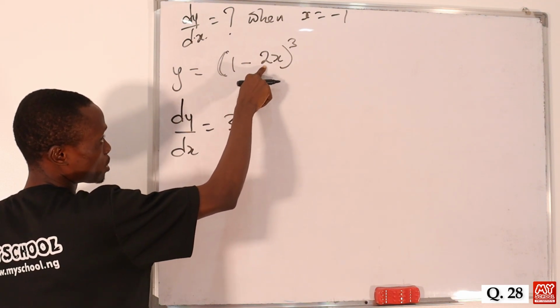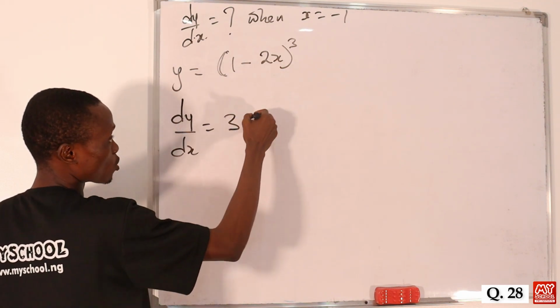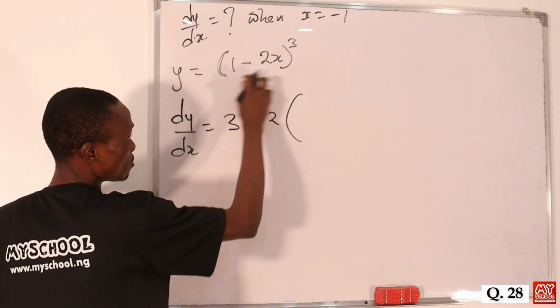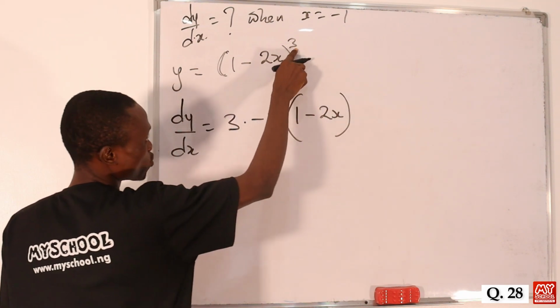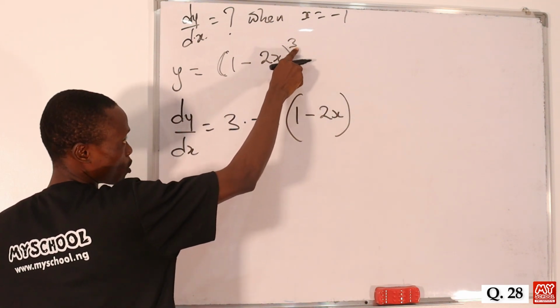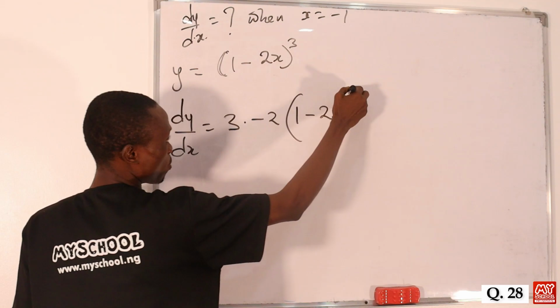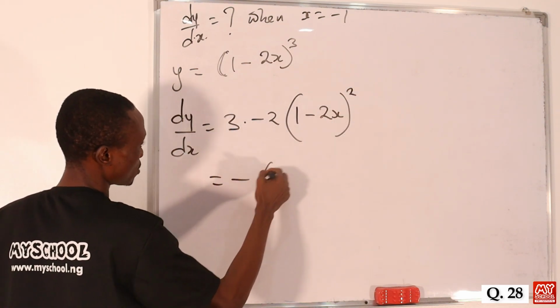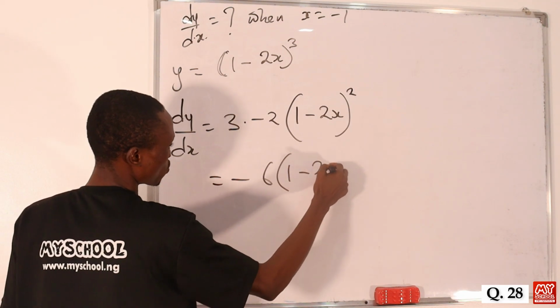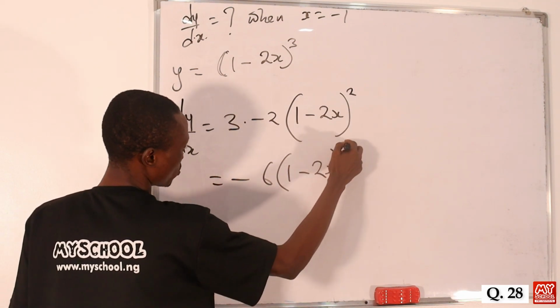If we differentiate minus 2x, that is going to give us minus 2. Then we repeat everything here, which is 1 minus 2x. Then we subtract 1 from this power. If we subtract 1 from 3, that will be equal to 2. So if we multiply this now, we'll be having minus 6, (1 minus 2x) raised to power 2.